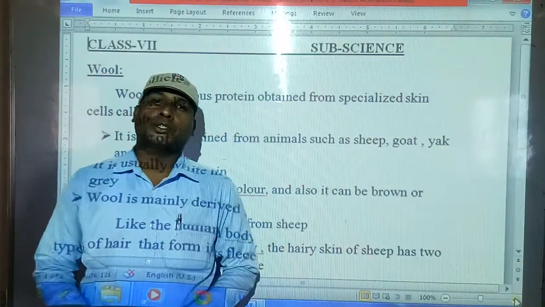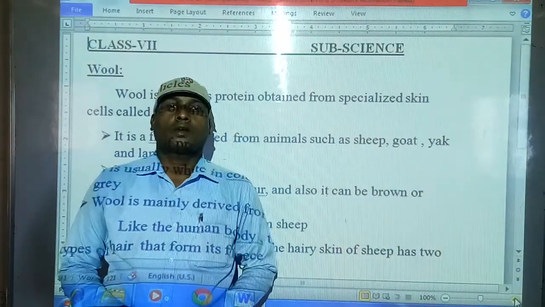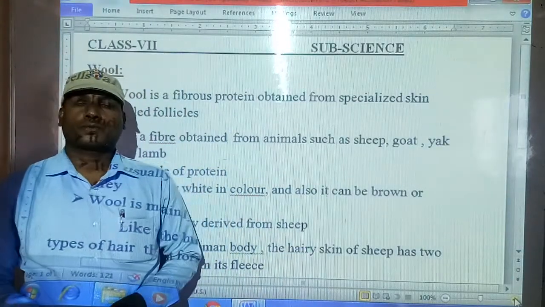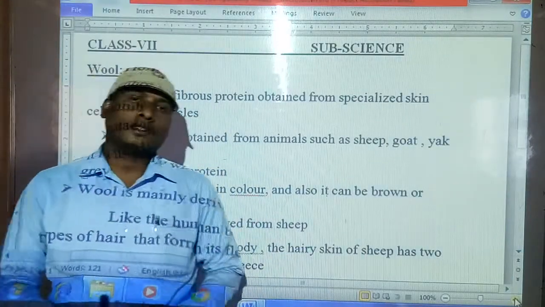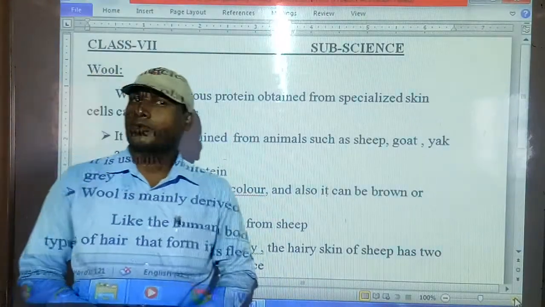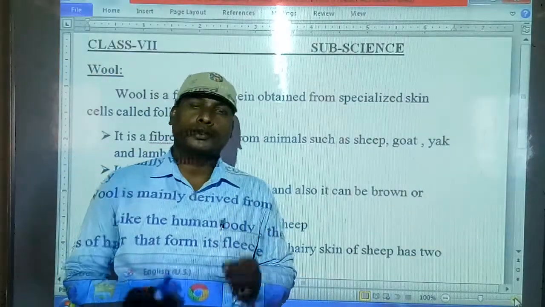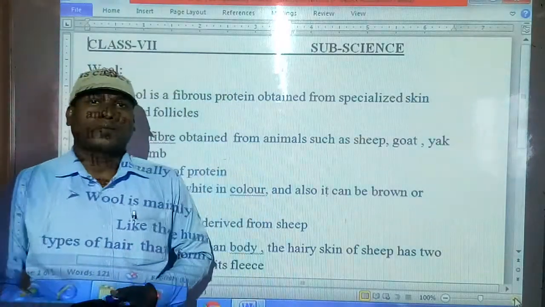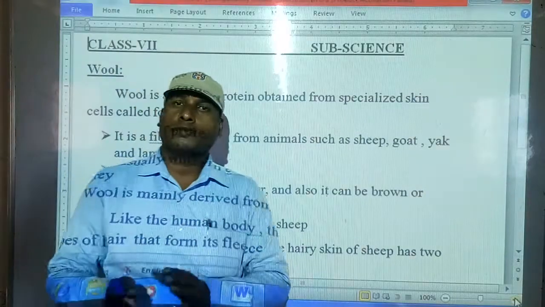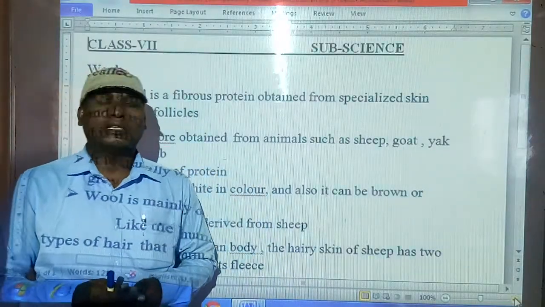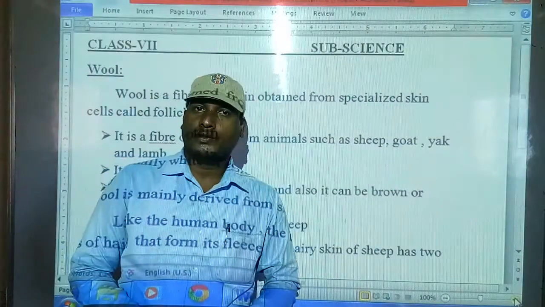Students, today we are going to continue with the third chapter, that is the materials of daily use. Students, in previous classes I have already told what fibers are and what the types of fibers are. Once again I am saying to you, there are three types of fibers. One is fibers from animals, called animal fibers, then plant fibers, and the third one is synthetic fibers.